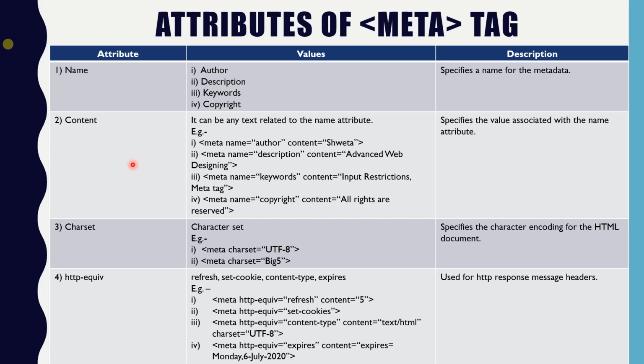Now let us see the next attribute, that is content. This content can be any text related to the name attribute. Example, meta name. Here I am using the author value, so the content is Shweta. Why Shweta? Because this video is created by me, so here I am writing my name. If you are creating your web page or HTML document, you will write your name.